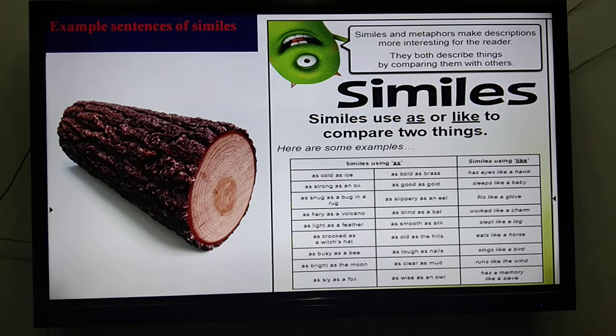sleeps like a baby, fits like a glove, worked like a charm, slept like a log. We have the picture of a log on our left. Eats like a horse, we had used this. We had also, as in the spidergram, we had used slept like a log. Yes, sings like a bird, runs like the wind, has a memory like a sieve.